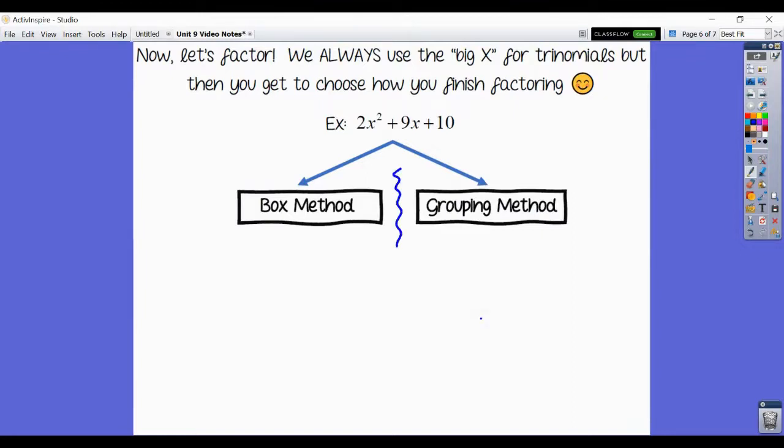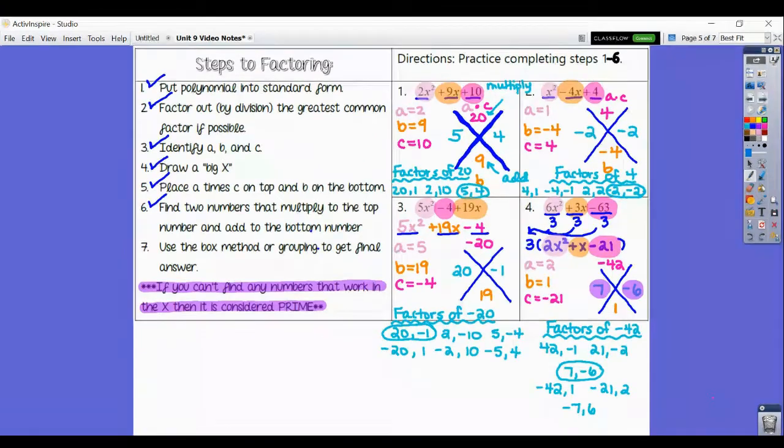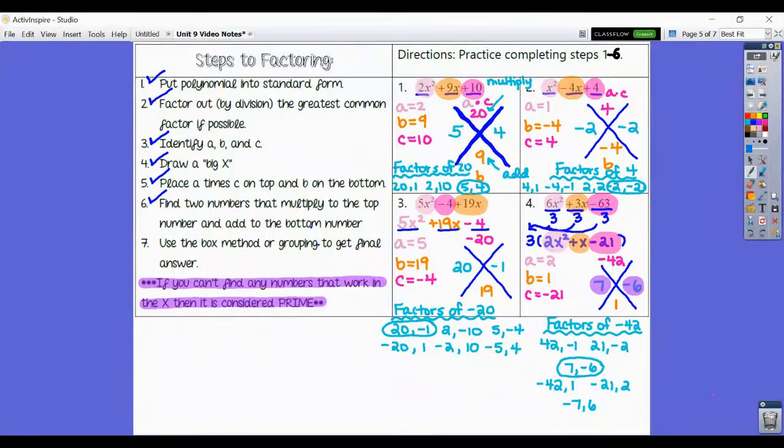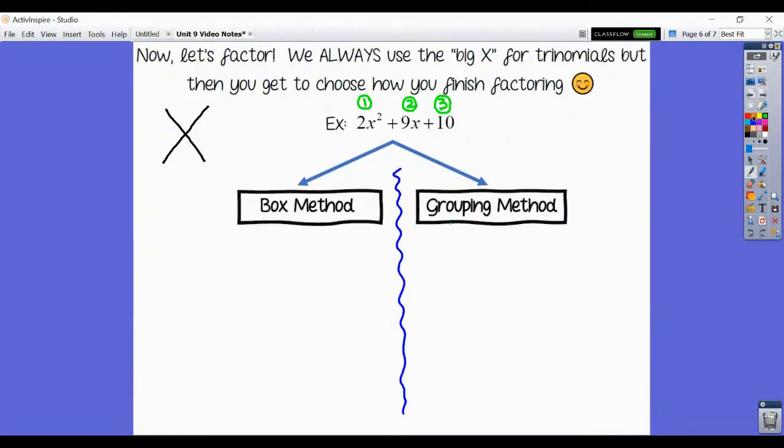I'm going to start with the one on the left, which is the box method, and we're going to copy the big X we had from our last page. So we found out that this big X here for our 2x squared plus 9x plus 10, I know it's a trinomial because there's 1, 2, then 3 separate terms added or subtracted together. And our big X was 20 up top, 9 on the bottom, and 5 and 4 on the sides.